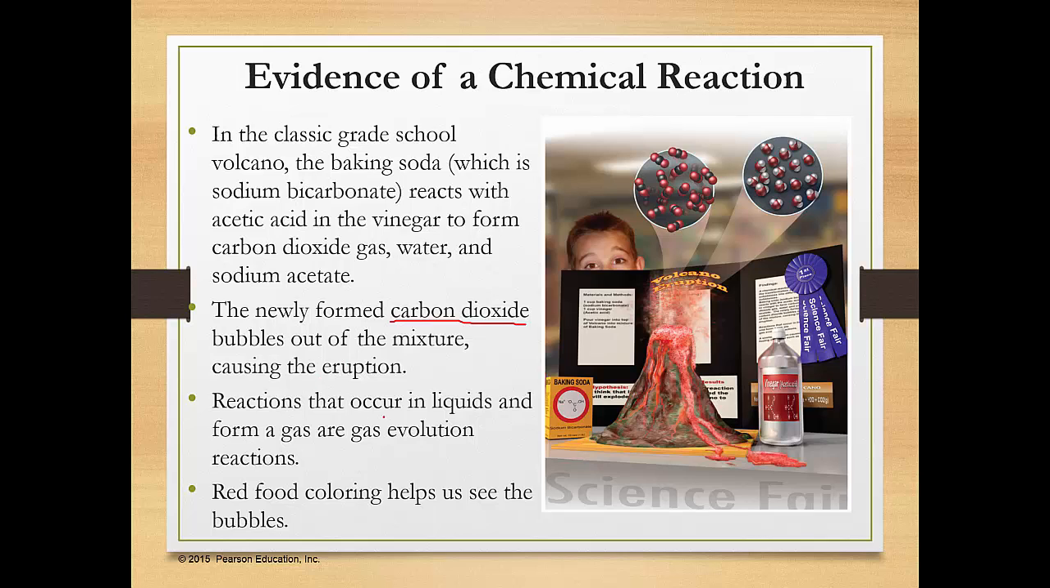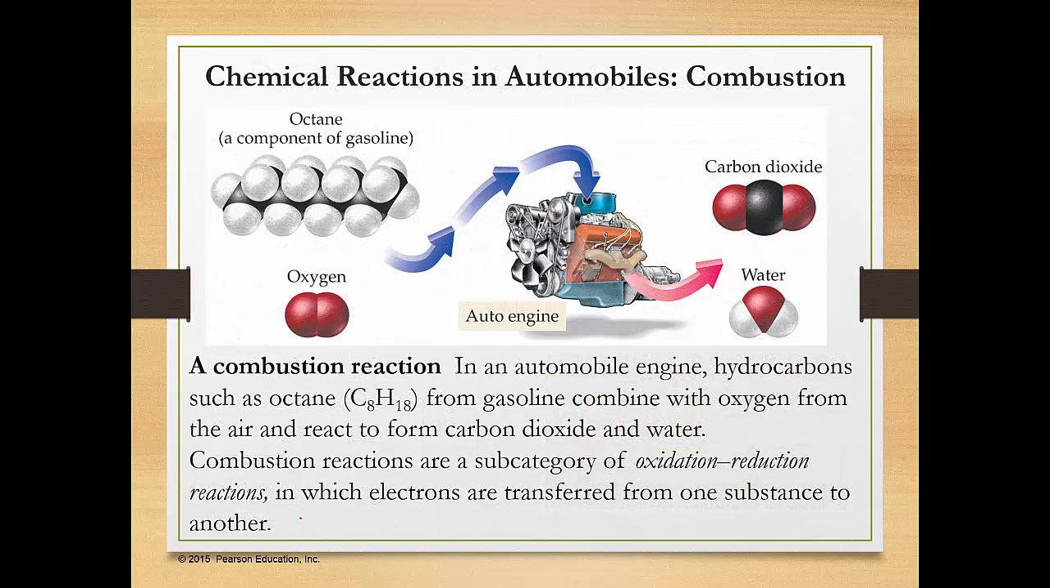And these reactions that occur in liquids and form gas are known as gas evolution reactions. So we're going to be looking at different types of reactions in this chapter. And then just red food coloring that we have that just helps us see the bubbles. So what is it that we have in here that's evidence that a chemical reaction has taken place? Well, it's the evolution of that gas. All right, so let's look at another kind of reaction.